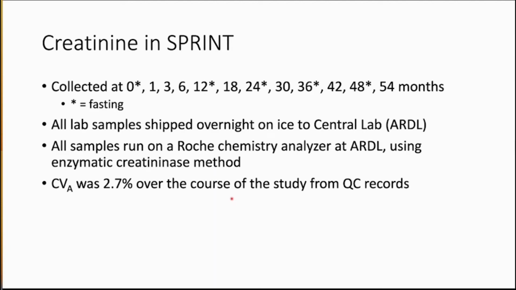So SPRINT collected creatinine samples at baseline and then regularly, so 1, 3, 6, 12, 18, 24 months and so on after randomization. And the ones shown with the asterisk were collected in the fasting state. All of the lab samples were shipped from their collection sites overnight on ice to the central lab. Again, that was ARDL. They were all run on the Roche chemistry analyzer.